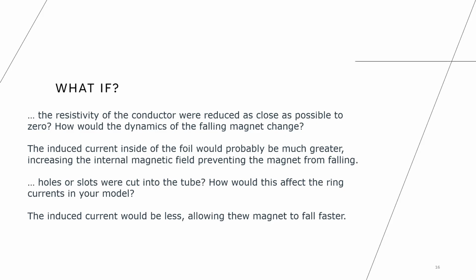Key takeaways. What if the resistivity of the conductor were reduced as close as possible to zero? How would the dynamics of the falling magnet change? The induced current inside of the foil would probably be much greater, increasing the internal magnetic field, preventing the magnet from falling.